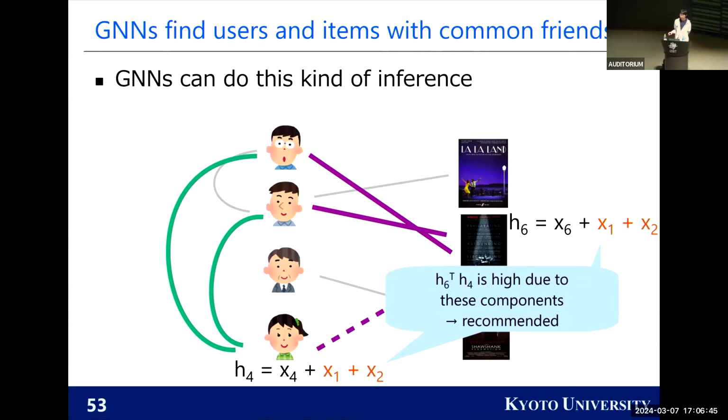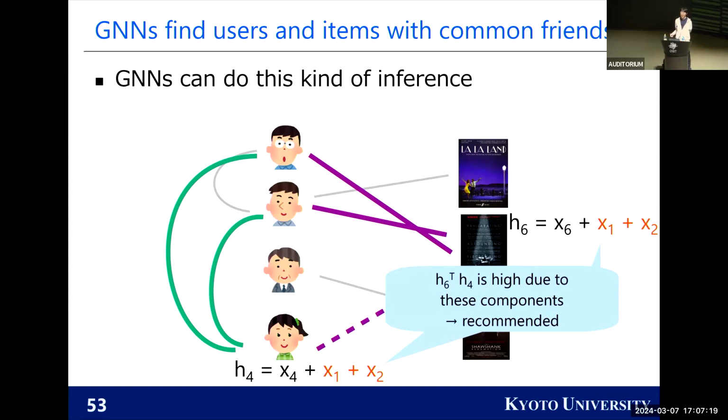Because we solve the link prediction by the inner product of the two embeddings, the inner product of H6 and H4 is high due to these components. These vectors have the same components, so the inner product is high. It means that this movie is recommended to her. So this example shows that even simple sum aggregation can provide effective recommendations based on friend relationships.